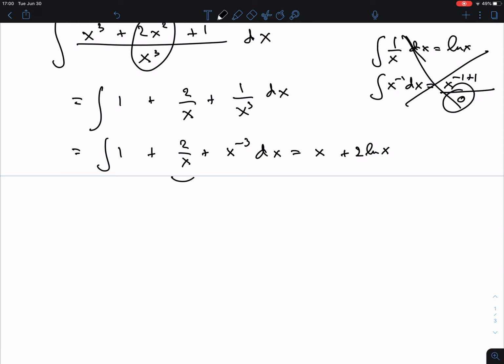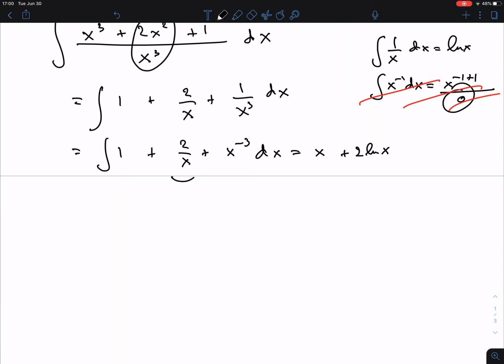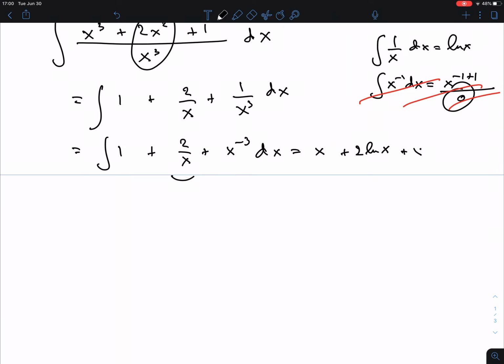Sorry, I shouldn't have scrapped out the whole thing. Let me just do this one. Okay, the top one is correct. And then the last one, there it's just a power rule.